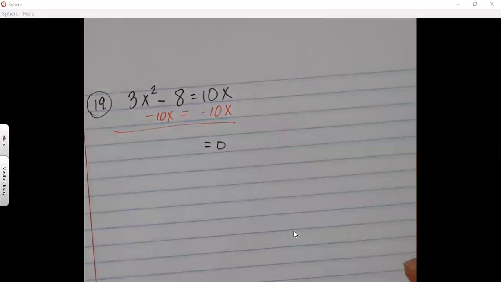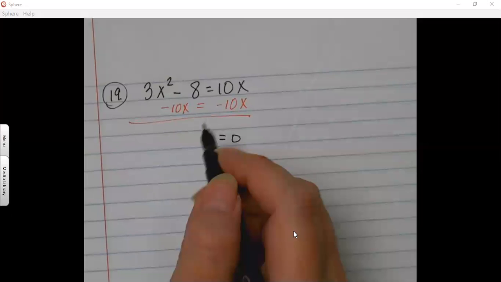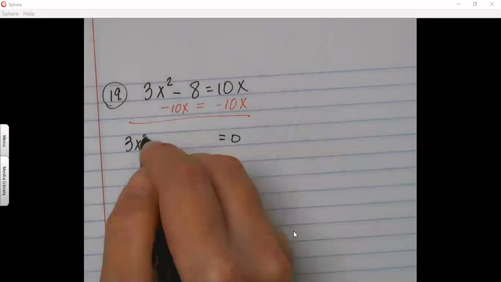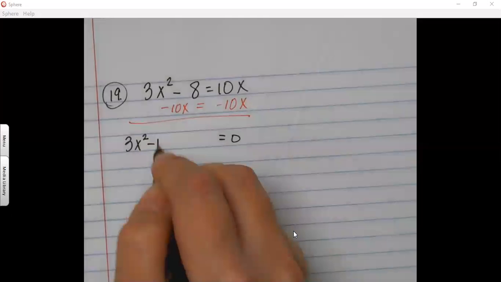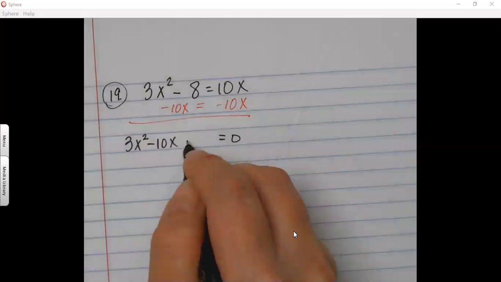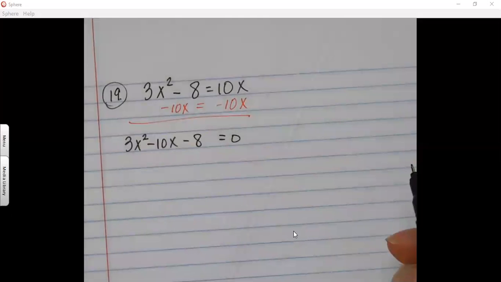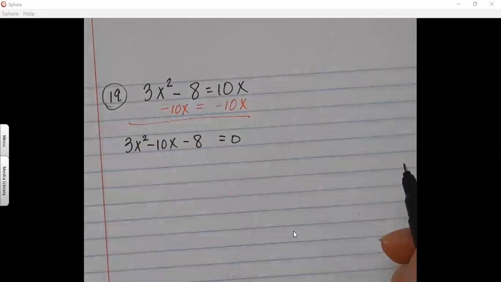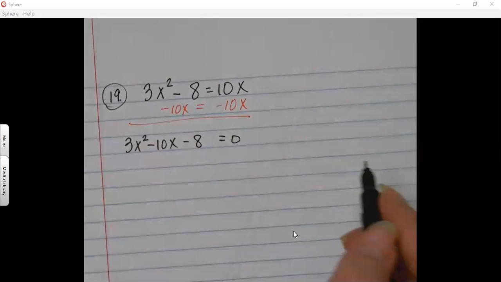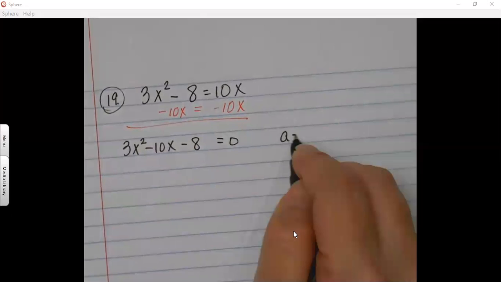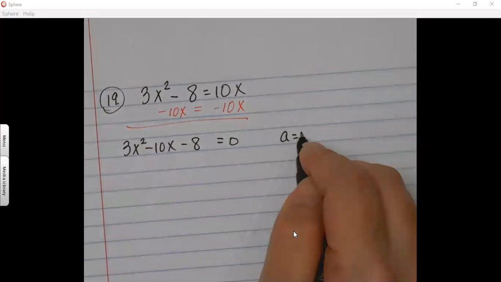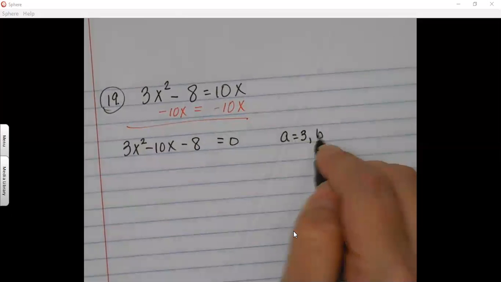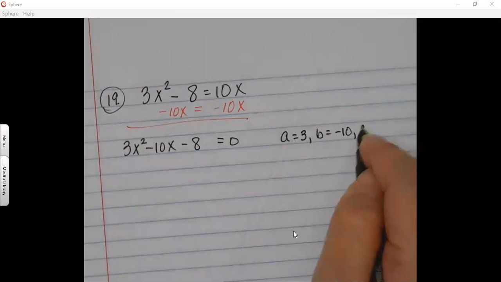On the left side, none of those terms are like terms, but we need to put them in standard form. What would my first term be? 3x squared, and then minus 10x minus 8. Very good. There's not a GCF, but even if there was, we would not factor it out. This is not factoring. All right, what is A equal to? What is B equal to? And what is C equal to? Negative 8.